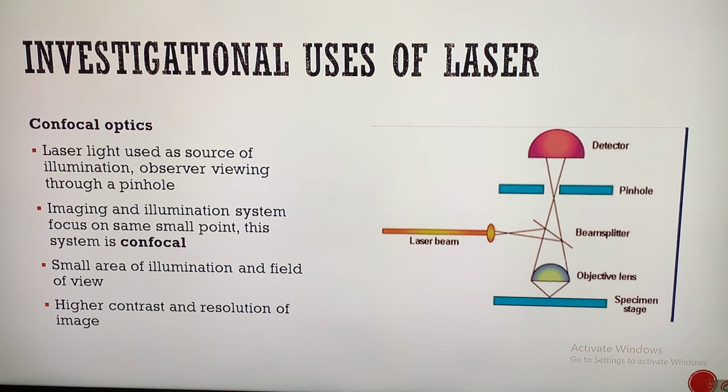Investigational uses of laser are based on confocal optics. In confocal optics, the imaging and the illumination system focus on a single small point. This produces a small area of illumination and the field of view is also very small. But as the field of view is very small, this leads to a higher contrast and resolution.